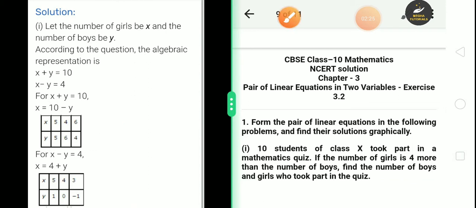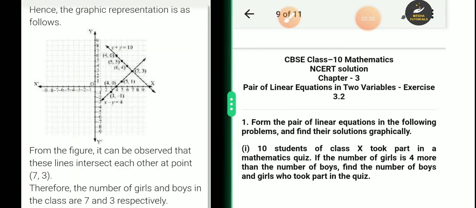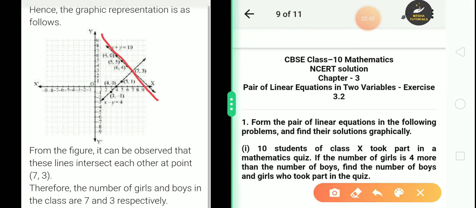So let's move ahead to draw the graph. So first draw a proper Cartesian plane, that is xy axis, using proper squares. So this line is representing equation 1, x plus y is equal to 10, and this line is representing equation 2, that is x minus y is equal to 4. Okay, the point of intersection of these two lines is here, that is (7, 3). Therefore we can say that from the figure it can be observed that these lines intersect each other at the point (7, 3).